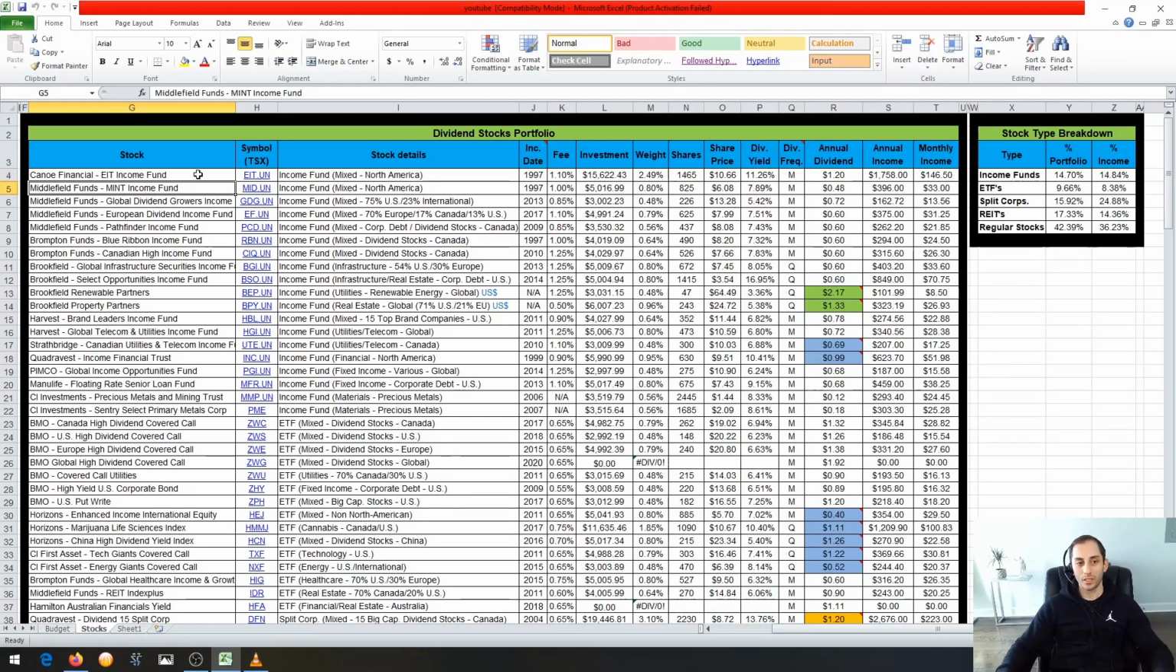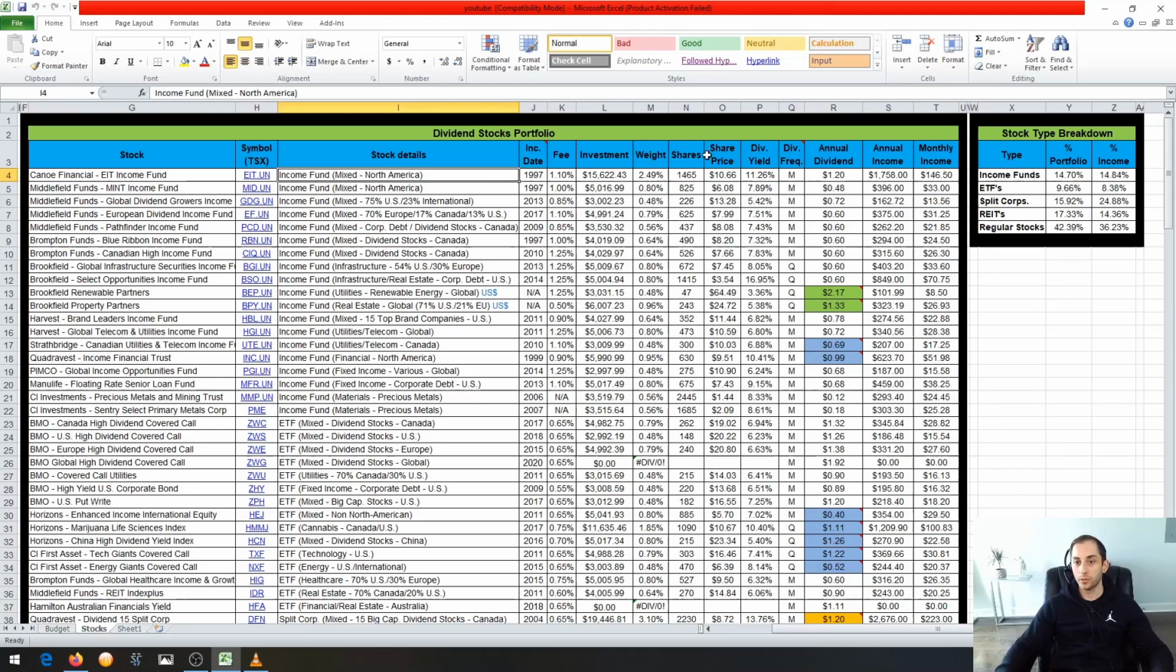All right, so starting with the income funds. The first one is called the EIT Income Fund. This is from a company called Canoe Financial. This is one of the crown jewels of my account. As you can see from the investment I made, I really like this fund. This one goes back a long way. They created this fund in 1997.